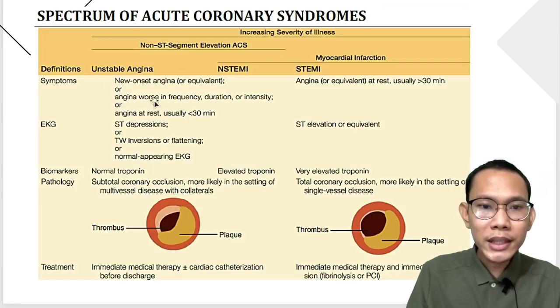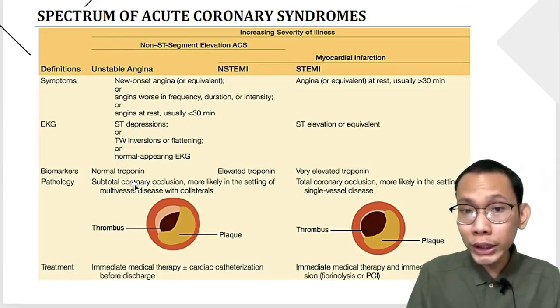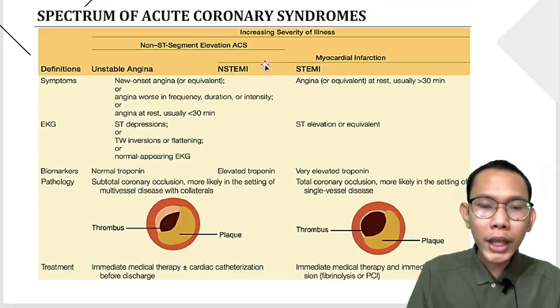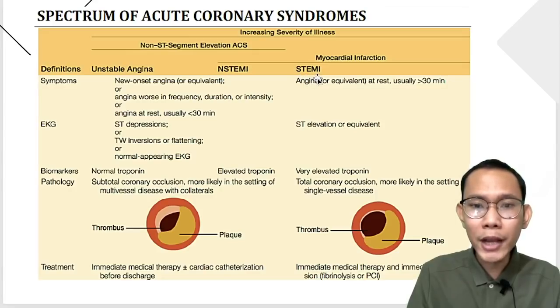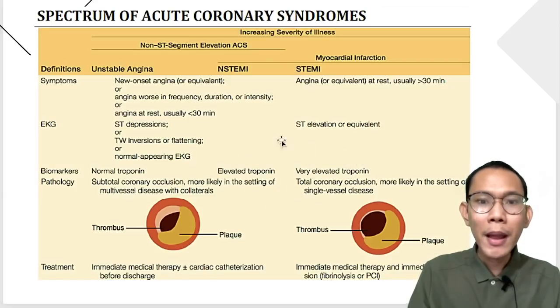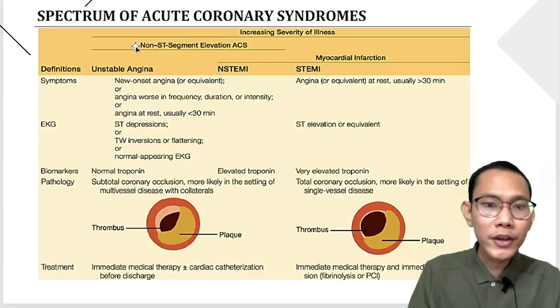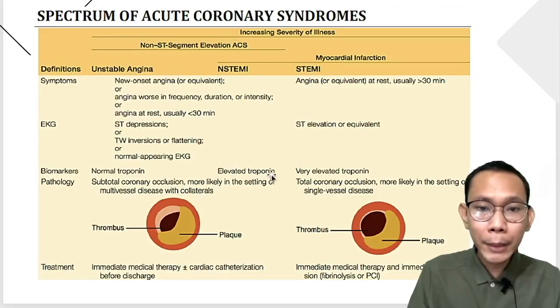So, how can we differentiate the three? Pag unstable angina, normal troponin lamang. But when we are talking of your non-ST elevation myocardial infarction or ST elevation myocardial infarction, there is already an elevation of your troponins. Again, paano ma-differentiate ang MI versus your unstable angina? By the presence of your troponin.